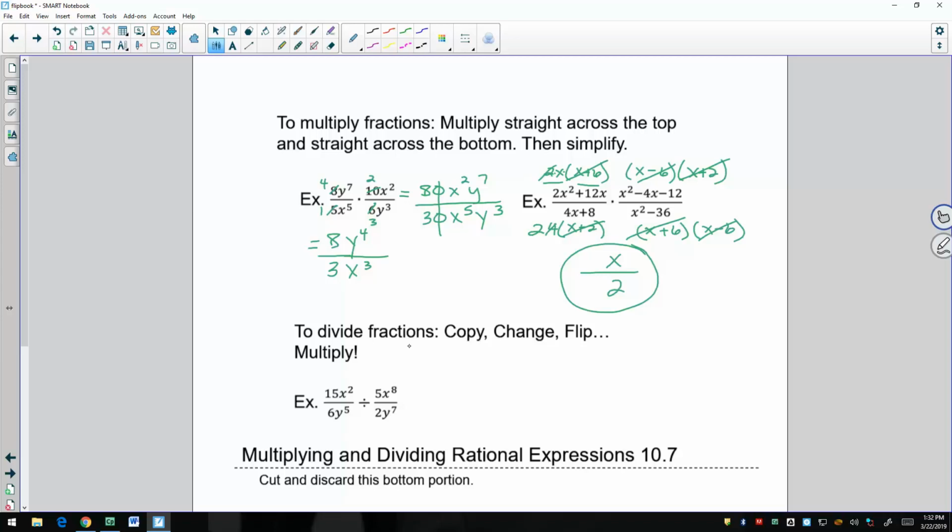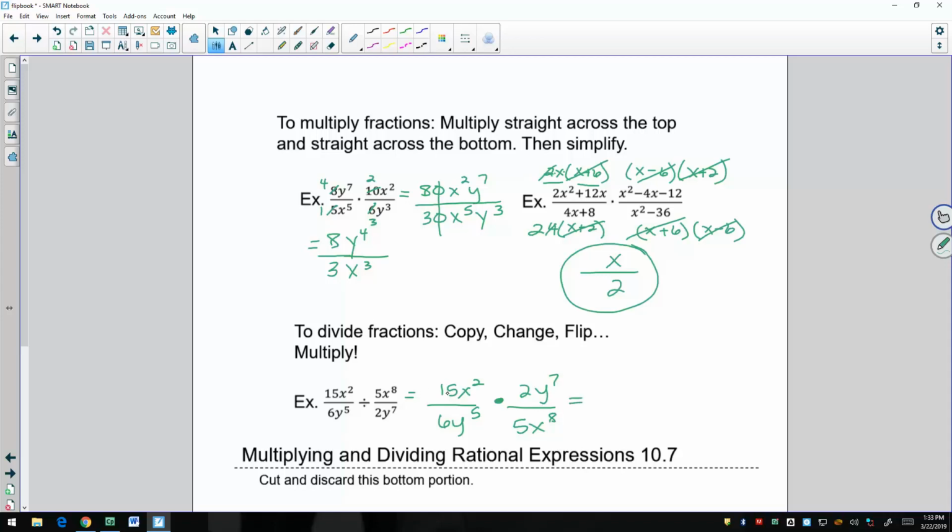Okay, so the last example is actually with division, and if you forgot how to divide with fractions, you're going to copy, change, flip. So we're going to copy the first fraction. You have to do this before you start factoring. You're going to change the division to multiplication, and then you're going to flip the second fraction. Now, if you need to factor, you can, but there's actually nothing to factor because this is all multiplication. So you can either multiply straight across, or you can start reducing first if you would prefer.